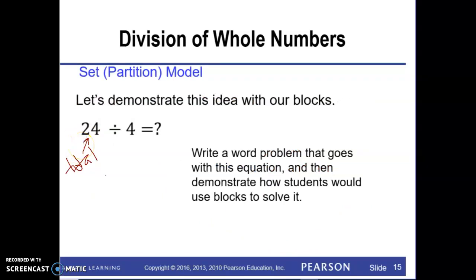So we know how many groups. We want to know how many things in each group. And remember, it's very important that each of your groups gets an equal number of things. So I want you guys to write one, and we are not going to use anything food related. 24 divided by 4, looking for how many things in each group, not food related.